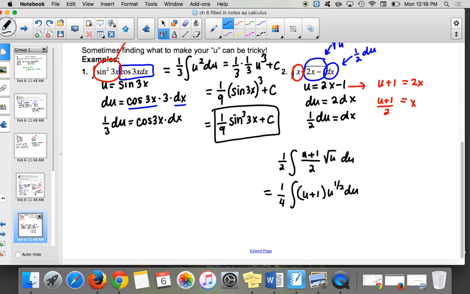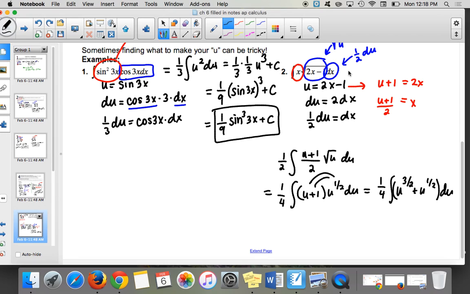Don't you have to boil it out first? Yeah, we're going to multiply that in. So we're going to have my 1/4 times u to the 3/2 plus u to the 1/2, and now it's set up so I can integrate. The reason we have to do that is so we can write that as u to the 1/2. In the original problem, we cannot write 2x minus 1 to the 1/2 and know how to integrate that, right? That's what's involved in the u-substitution.